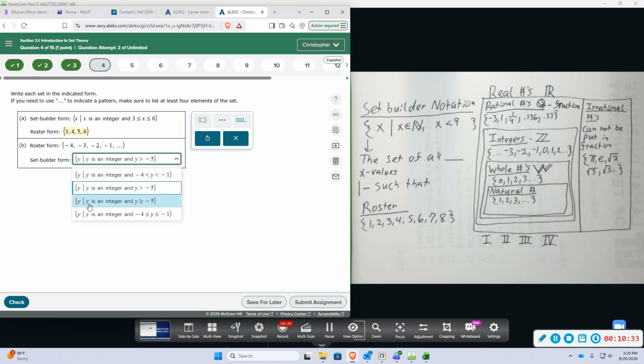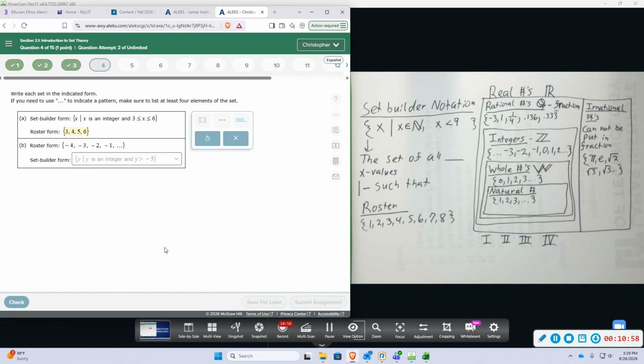The next one says y is an integer and it's greater than or equal to -5. That means we should have a -5 here, and we don't. And this one, y is an integer and -4 is less than or equal to y and less than or equal to 1, does not include the remaining numbers. That little dot, dot, dot says this continues to go. So this is going to be the best answer choice. And it says good.